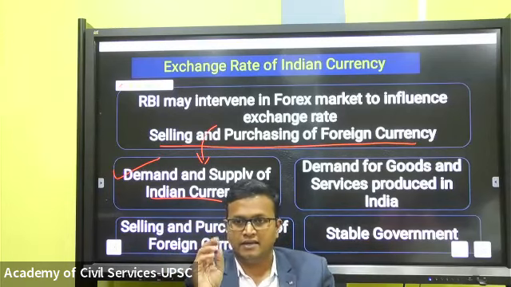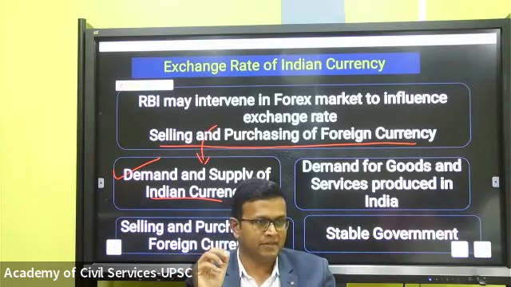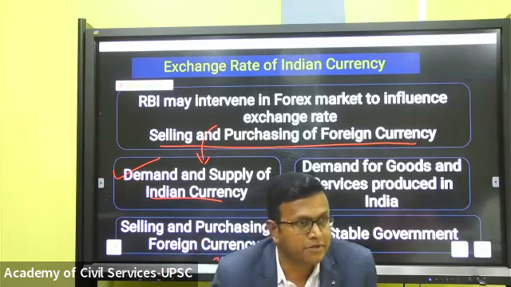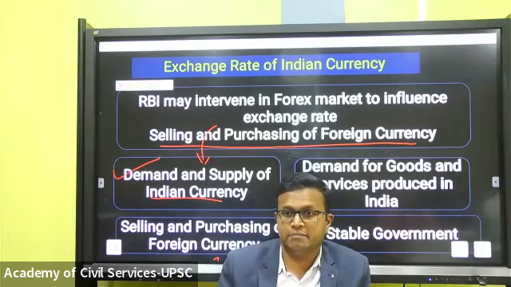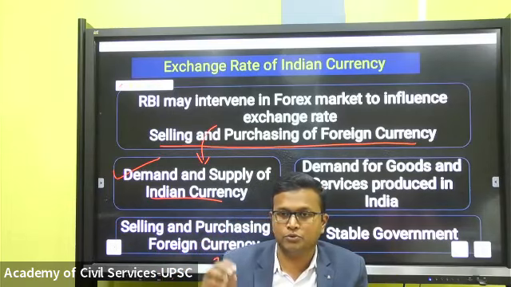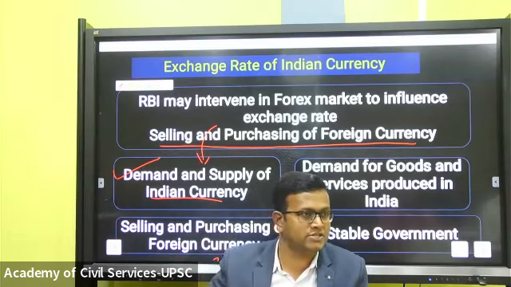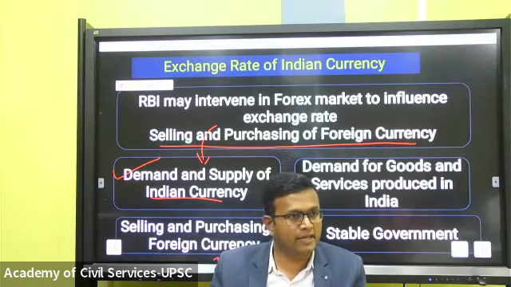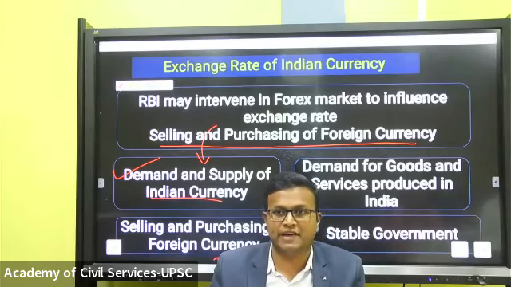Similarly, India produces something, the products produced in India or services produced in India has the demand all over the world. The whole world is coming and using Indian products. Definitely India's value increases. Economically, a country's value increases means that will reflect in the value of currency.